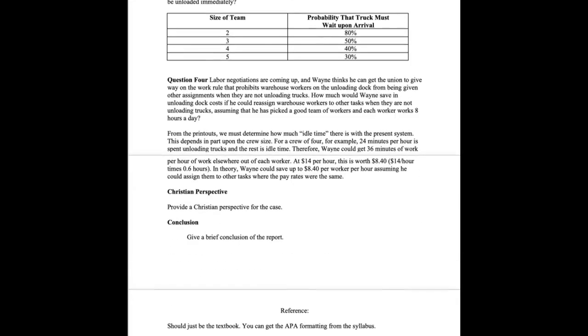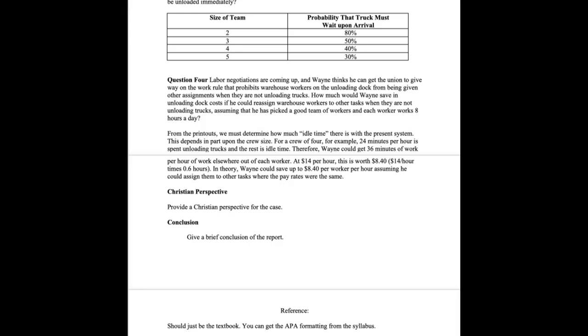Okay, so question 4 that we had was: our labor negotiations are coming up, and Wayne thinks that he can get the union to give way on the work rule that prohibits warehouse workers on the unloading dock from being given other assignments when they're not unloading trucks. How much would Wayne save in his own loading dock costs if he could reassign warehouse workers to other tasks when they are not unloading trucks, assuming that he has picked a good team of workers and each worker works 8 hours a day?